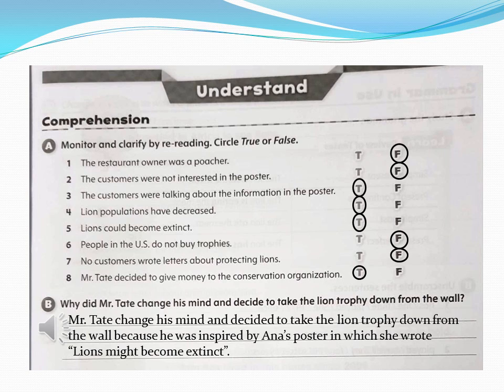Why did Mr. Tate change his mind and decide to take the lion trophy down from the wall? Mr. Tate changed his mind and decided to take the lion trophy down from the wall because he was inspired by Anna's poster, in which she wrote lions might become extinct.